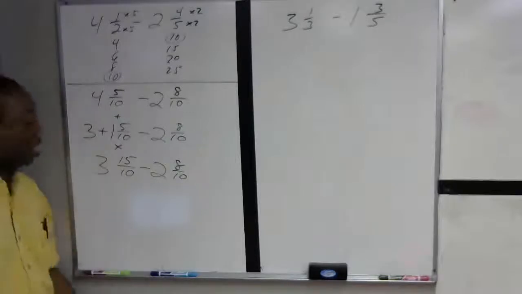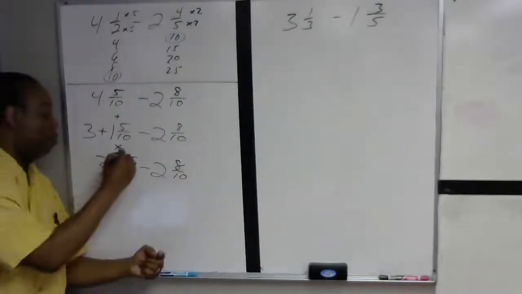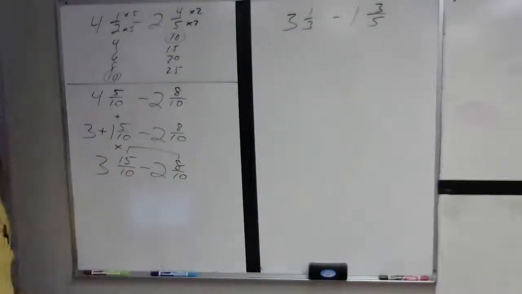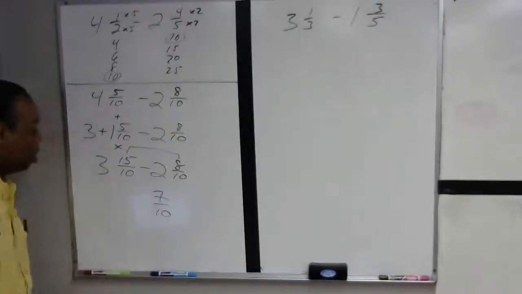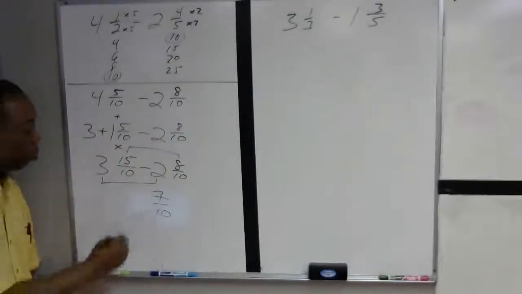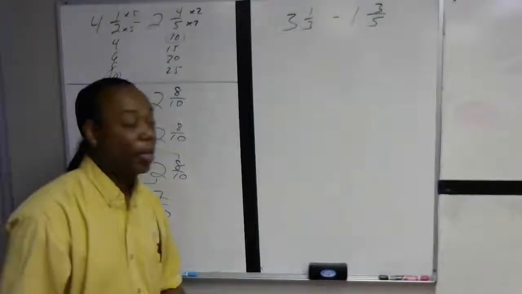Okay, now I can subtract my fractions. 15 tenths minus 8 tenths leaves 7 tenths. And then we subtract our whole numbers. 3 minus 2, we get 1. Okay. All right, let's try it again.